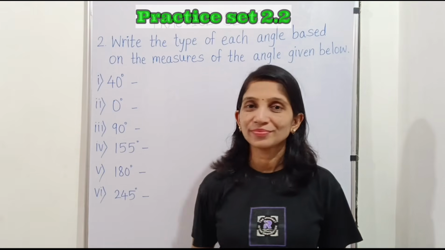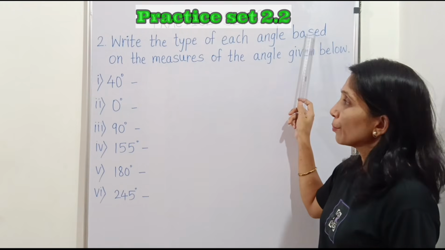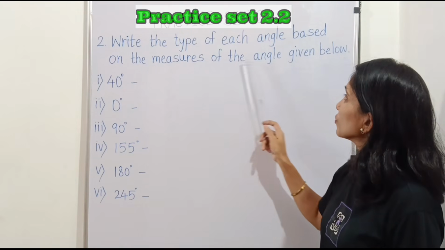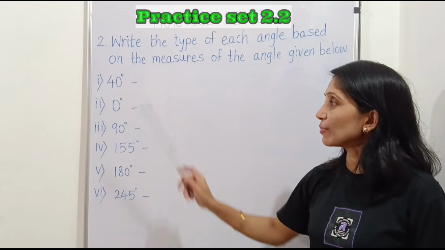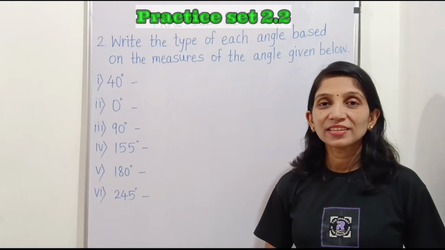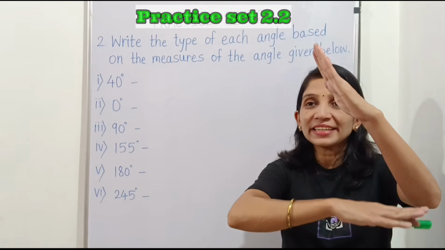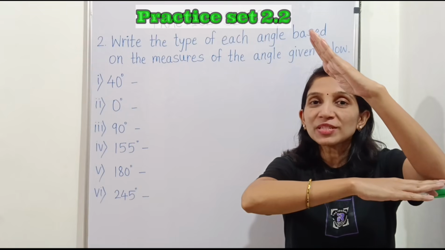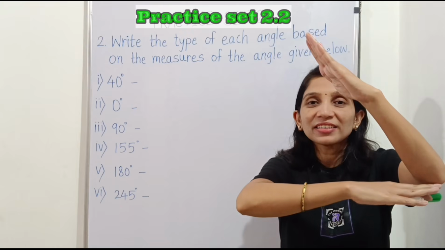Case 2. Write the type of each angle based on the measures of the angle given below. Let's see the suspects one by one. First one is 40 degrees. More than 0 but less than 90 degrees. Both the arms make a small gap. That means it is an acute angle.